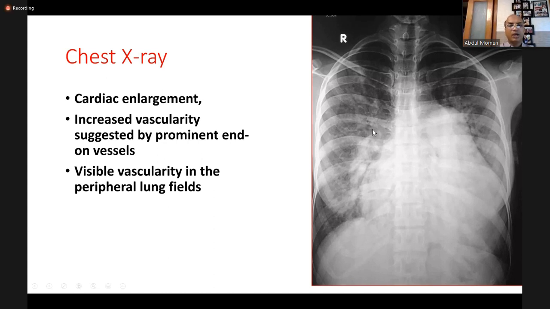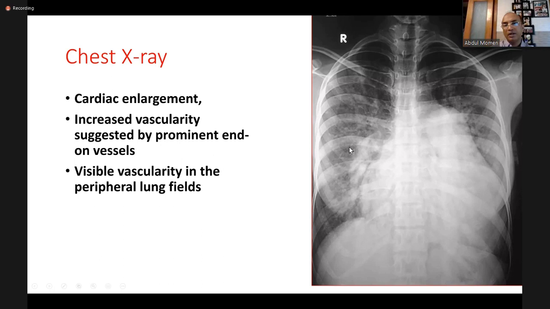But what is hypovascular or pruning? If the vascular marking is limited only to the medial third, and not found in the middle and lateral thirds, this is hypovascular marking. So normally it is a plethoric lung field, but in Eisenmenger syndrome, when vascular resistance develops, pruning of the pulmonary arterial vessels develops. So the vascularity is not visible beyond the medial third of the lung field.